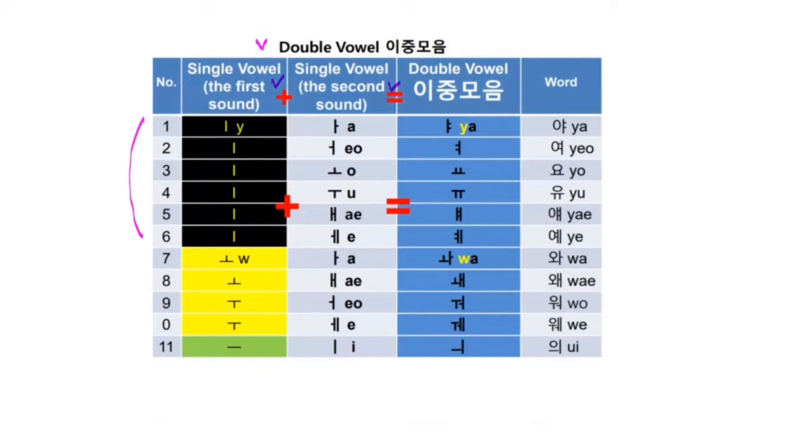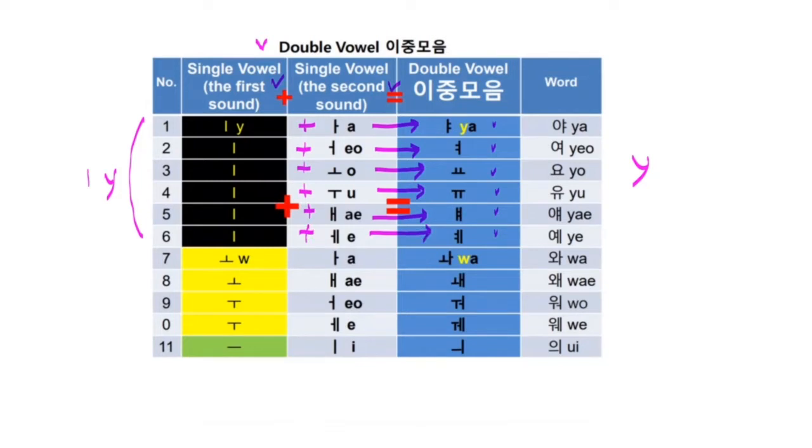The sound that starts with ㅣ becomes Y double vowels with a semi-vowel Y, like ya, yo, you, ye, ye. ㅣ and ㅏ combine to form ya. What is the combination of these letters? ㅣ, ㅗ, yo, ㅣ, ㅜ, you, ㅣ, ㅡ, you, ㅣ, ㅐ, ye, ㅣ, ㅔ, ye.